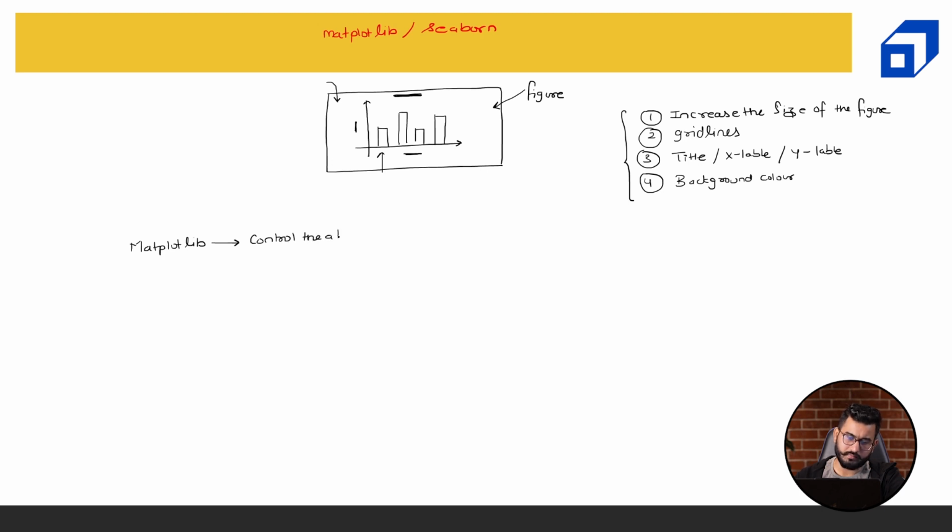Control the attributes of the figure. Now, the Matplotlib library is not just limited to controlling the attributes of the figure. Using Matplotlib, we can also generate plots. So if you want to generate a bar chart, histogram, box plot, line chart, you can do all these things using Matplotlib. Now we will talk about why we need Seaborn. So let's talk about Seaborn.